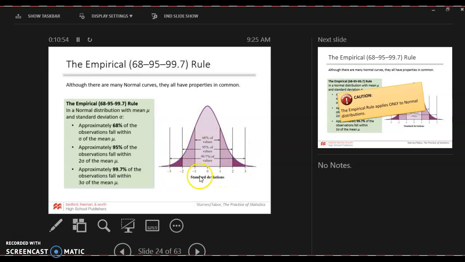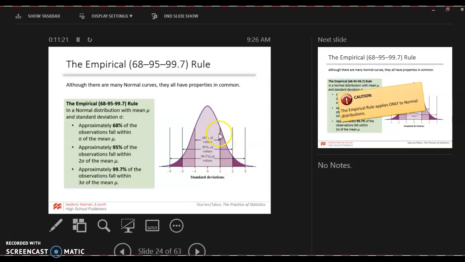So almost everybody. You can relate this to test scores. Let's say SAT scores, which are known to be normally distributed. Every year the SAT will have some average. About 68% of kids will score within 1 standard deviation of that average. About 95% will score within 2 standard deviations of that average. And about 99.7% will score within 3 standard deviations of that average.